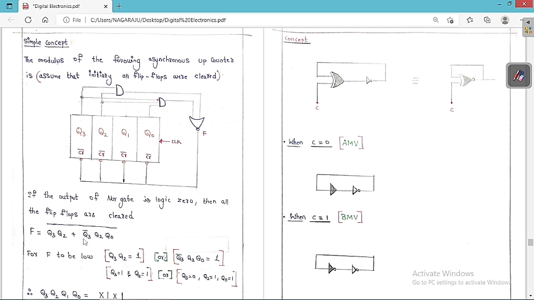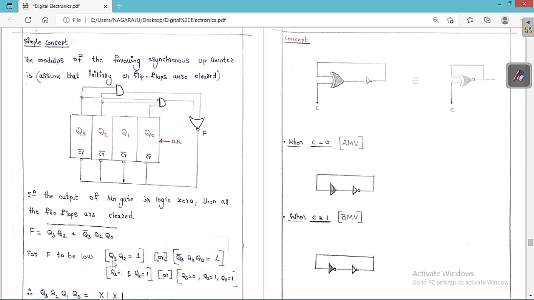So if Q3 into Q2 is equal to 1, no matter whatever the other term is, definitely you are going to get the output as 0. Or suppose if this term is 1, irrespective of the other term, then also you are going to get the output as 0. Therefore, whenever Q3 into Q2 is equal to 1 or Q3 bar into Q2 into Q0 is equal to 1, if any of these two terms is 1, definitely the output is always equal to 0.